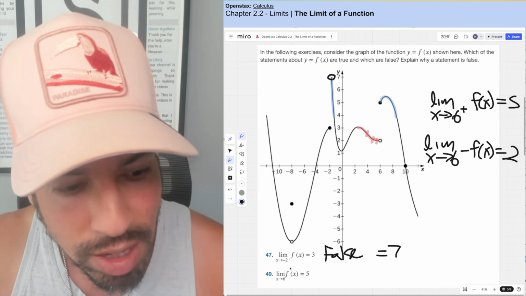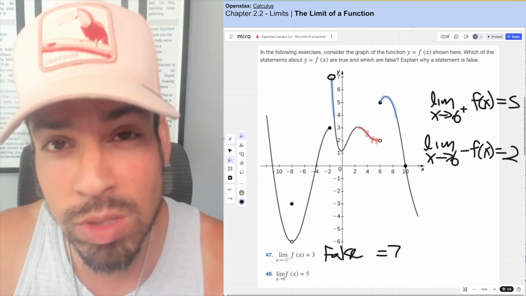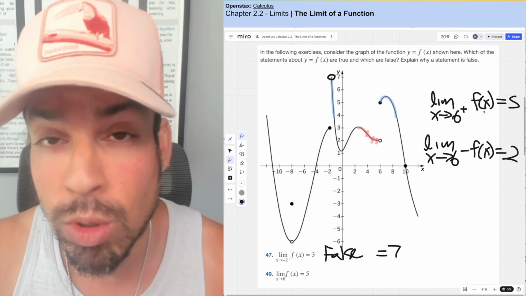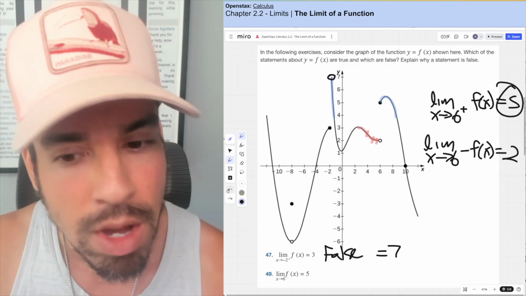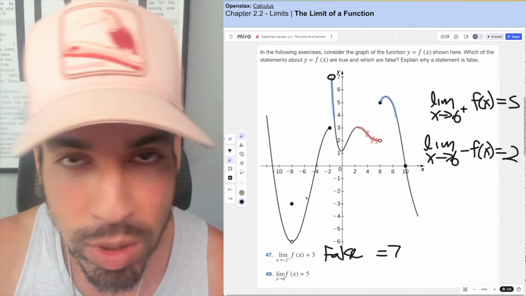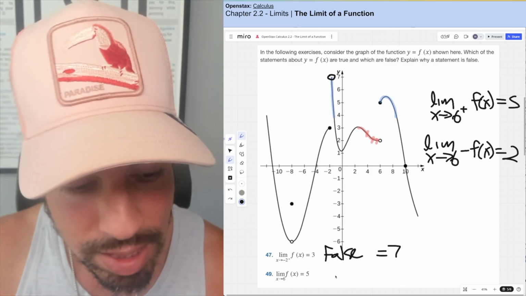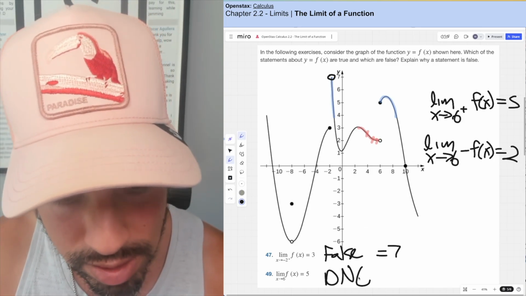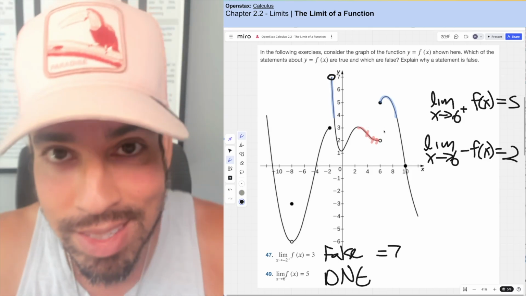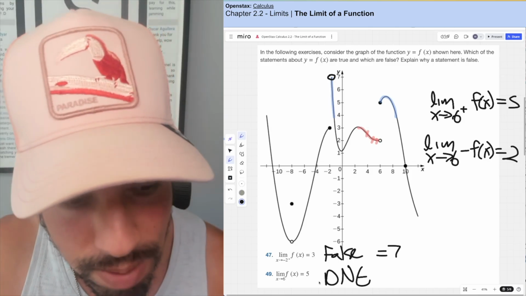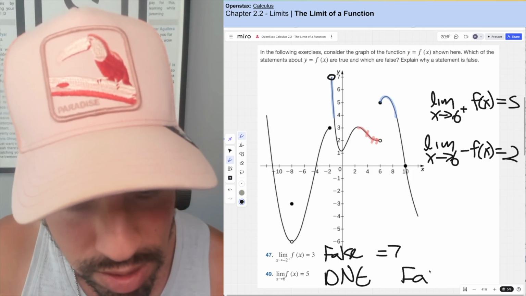So the question is, is the overall limit, the two-sided limit, equal to 5? Well, in order for that to be the case, this and this must both equal 5. Well, when they're different, what that means is the two-sided limit does not exist. The limit would only exist if both of them were approaching the same value from the left and the right-hand side. So this is also false. It does not equal 5.